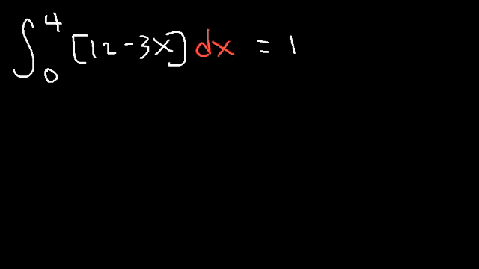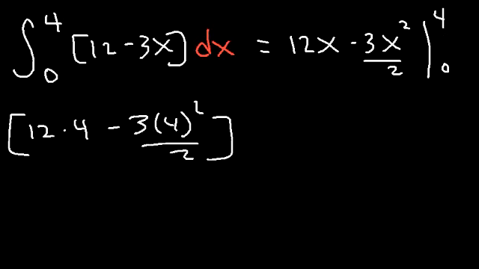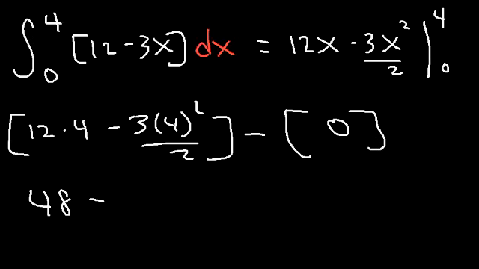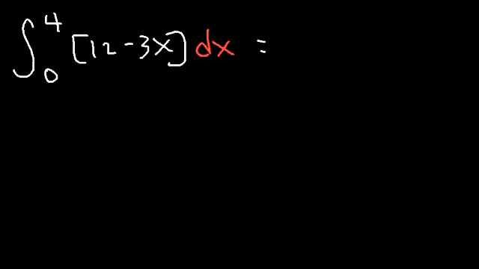So this is going to be 12x minus 3x squared divided by 2 from 0 to 4. First we're going to plug in 4. So it's going to be 12 times 4 minus 3 times 4 squared divided by 2. And if we plug in 0, the entire thing is 0. 12 times 4 is 48. 4 squared is 16, divided by 2, that's 8. 8 times 3 is 24. And 48 minus 24 is 24. So the value of the definite integral is 24.